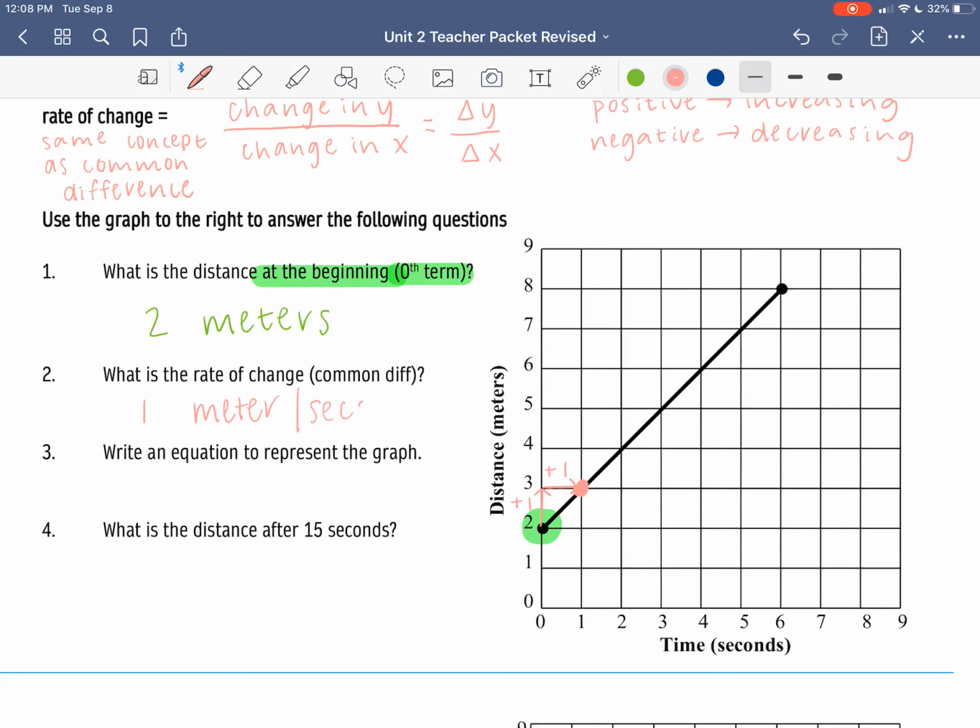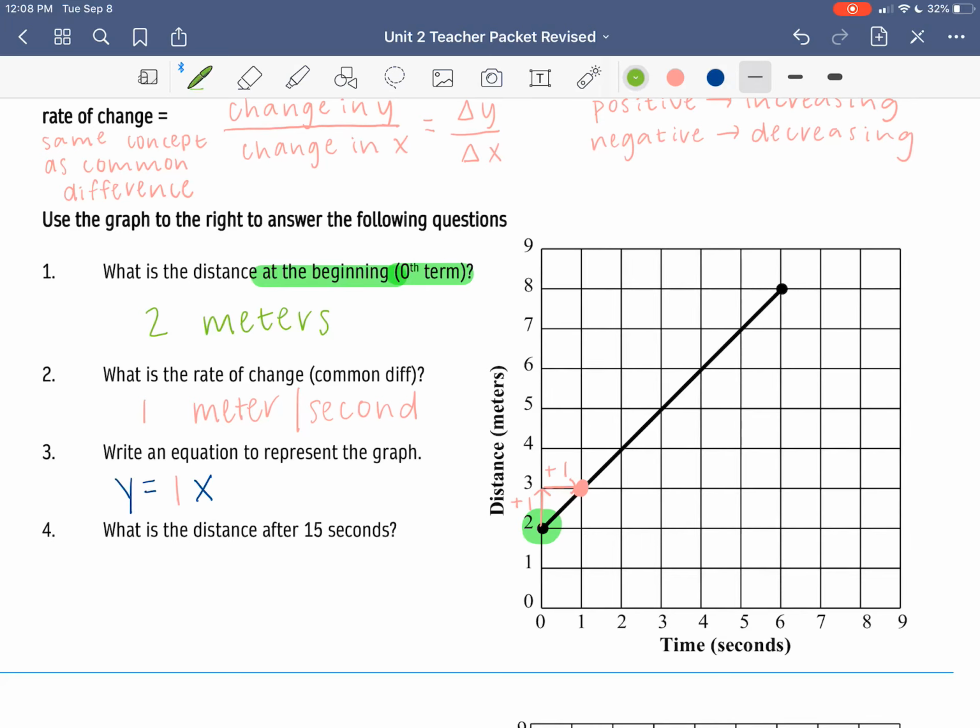I'm going to use that little dash, a notation you've probably seen before, meter per second. So with each second, my meter gets increased by 1. When I go to 2 seconds, I go up another 1, another 1, another 1, and that's why my rate of change is 1 meter per second. When we write an equation, it looks just like the explicit for an arithmetic sequence. So we would write this as y equals 1x, and the 1 shows us that we're changing 1 meter per second.